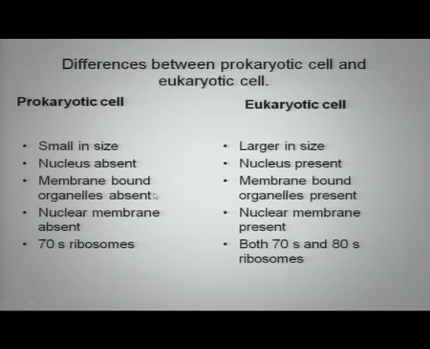For example, mitochondrion, Golgi bodies, endoplasmic reticulum, lysosomes, all these come under the category of membrane bound organelles. So, these membrane bound organelles are totally absent in prokaryotic cell and present in eukaryotic cell. Now, coming to the nuclear membrane. We have already seen that a well developed, defined nucleus is totally absent in prokaryotes. It means the nuclear membrane is also absent, but in eukaryotic cell you can see a well developed, double layered nuclear membrane with the nuclear pores.